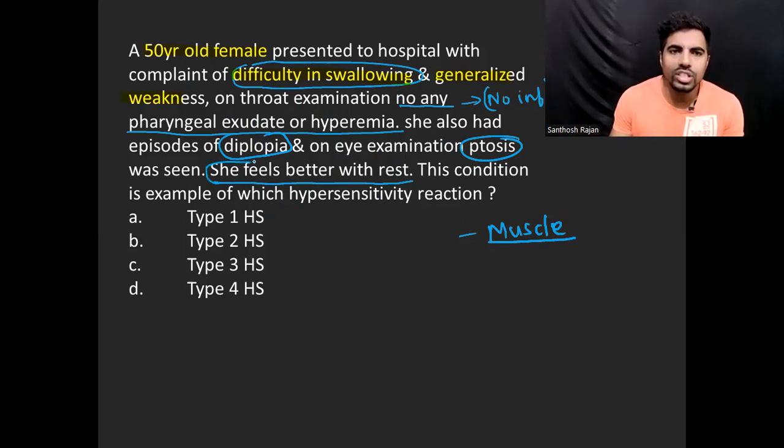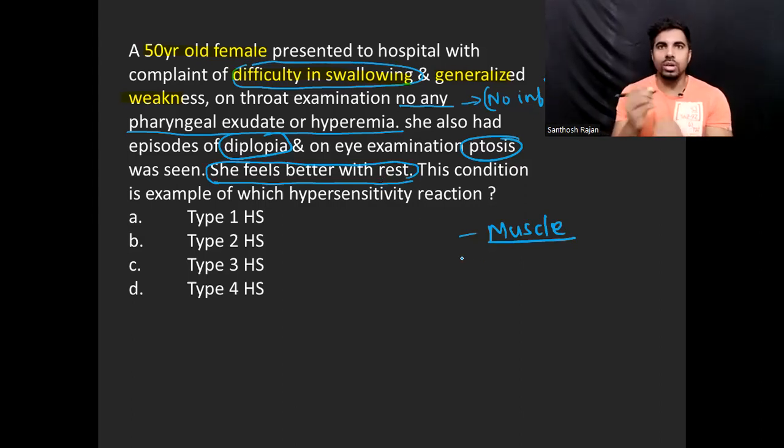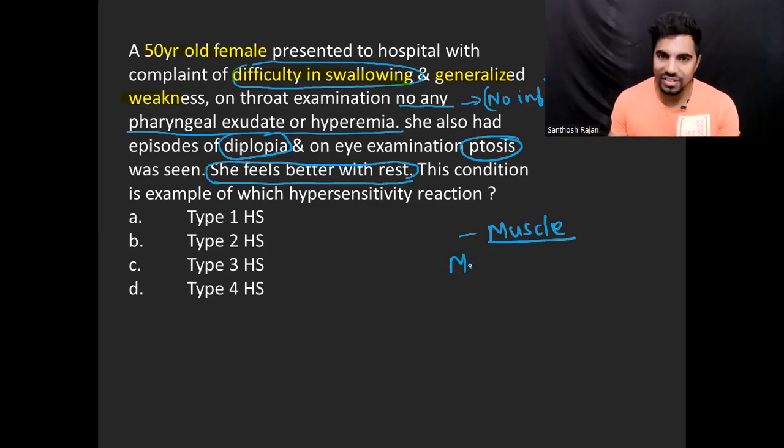Before going to the muscle problem, an important clue is she feels better with rest. With rest, she's feeling better. That means what? Which is the disease where, when they keep on doing activity, it becomes worse, but when they take rest, it becomes better? That disease is basically myasthenia gravis.